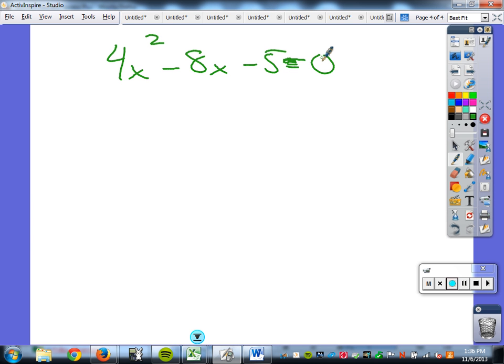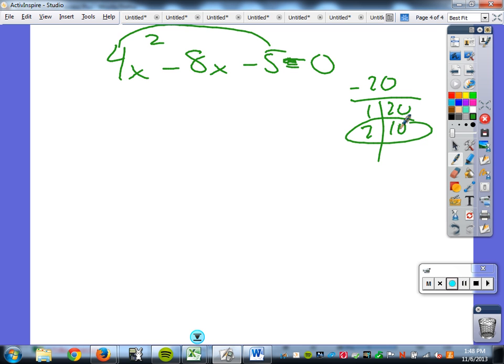I'm going to push pause right here because there's no use to keep going while I walk around. Negative 20, what are the factors of negative 20 that give me negative 8? 2 and 10 give me negative 8, right? So how am I going to write that? This is a key important part. How do I write it? Because I'm going to subtract, trying to get to the middle term.